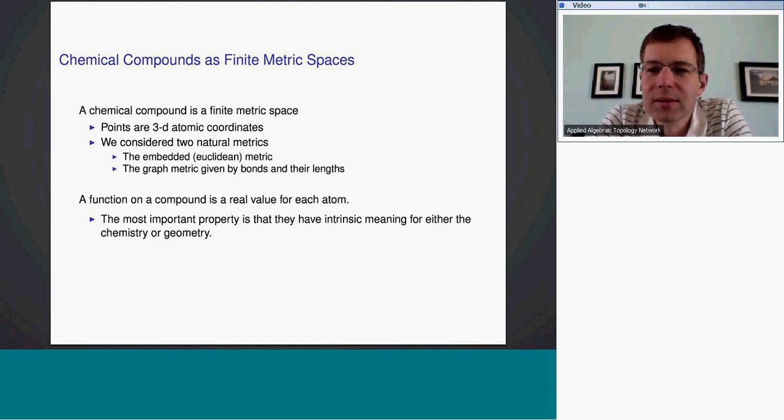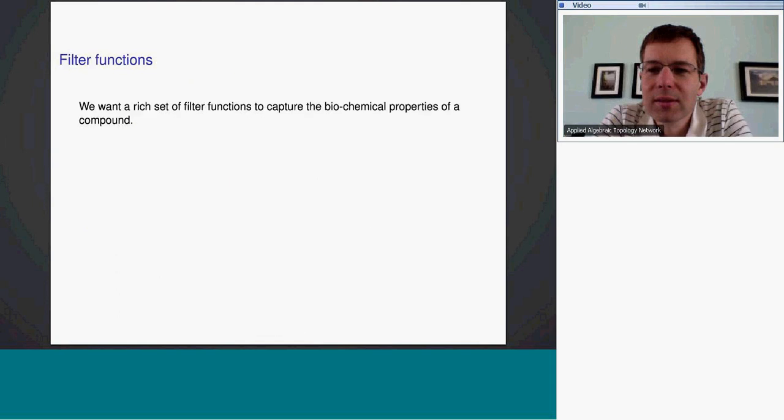We want these functions to have intrinsic meaning, so I'm not going to just use random filtrations, although maybe that would be interesting. For this use case, I want them to either come from geometry, meaning they measure some geometric property like centrality, or from chemistry, something like partial charge or atomic weight that I can assign to each atom.